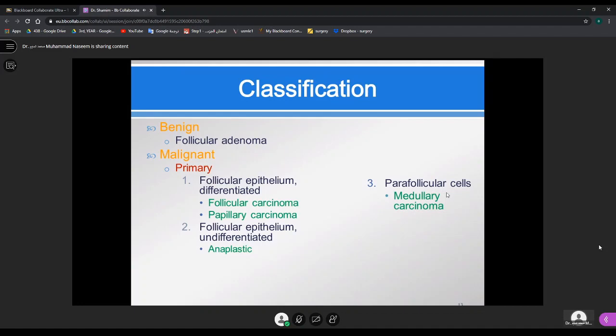Tumor may arise from parafollicular C cells. This causes medullary carcinoma. Or it arises from lymphoid cells causing lymphoma. Secondaries may be due to metastasis or local infiltration.